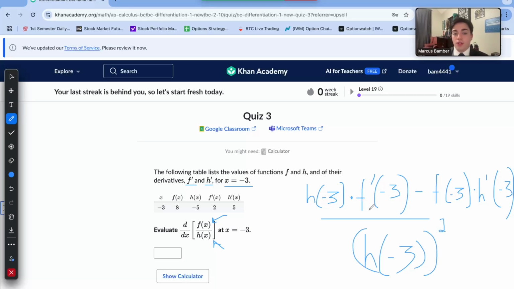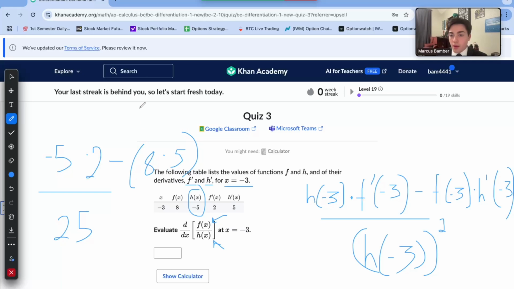Okay, now that we have all these, we're simply going to substitute them all out. H of -3, we can see that is equal to -5. So we have -5, and our denominator is going to be 25. -5 squared is 25. Times the derivative of f at -3 is equal to 2. So we have -5 times 2 minus f of -3, which is 8, minus, put this in parentheses, 8 times h of -3, which is 5.